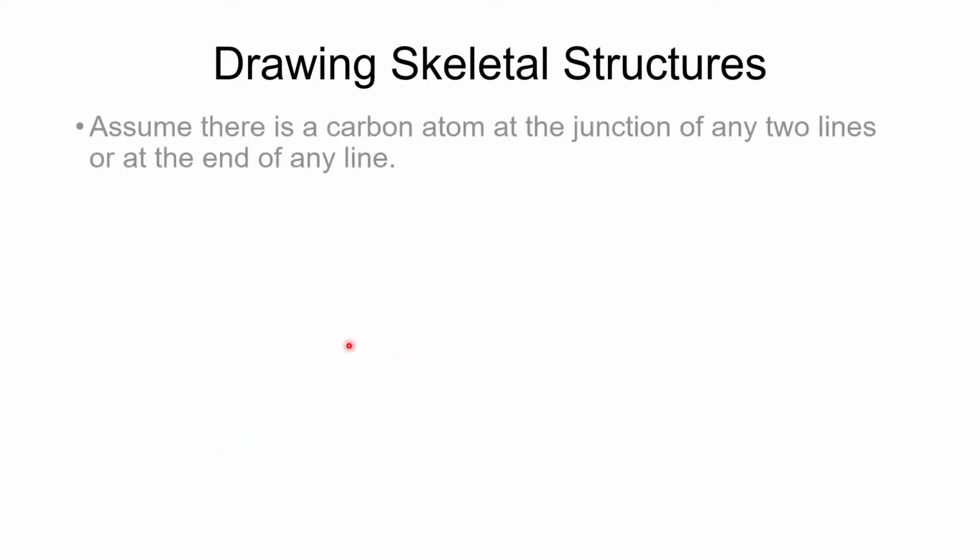All right, so now we want to look at skeletal structures. Skeletal structures are an incredibly useful tool for drawing organic structures. And when we're drawing the skeletal structures, there's a couple of things we can do. Well, first of all, it's a shortcut for drawing Lewis structures. We can represent all the same information that a Lewis structure has, but with a lot less effort.